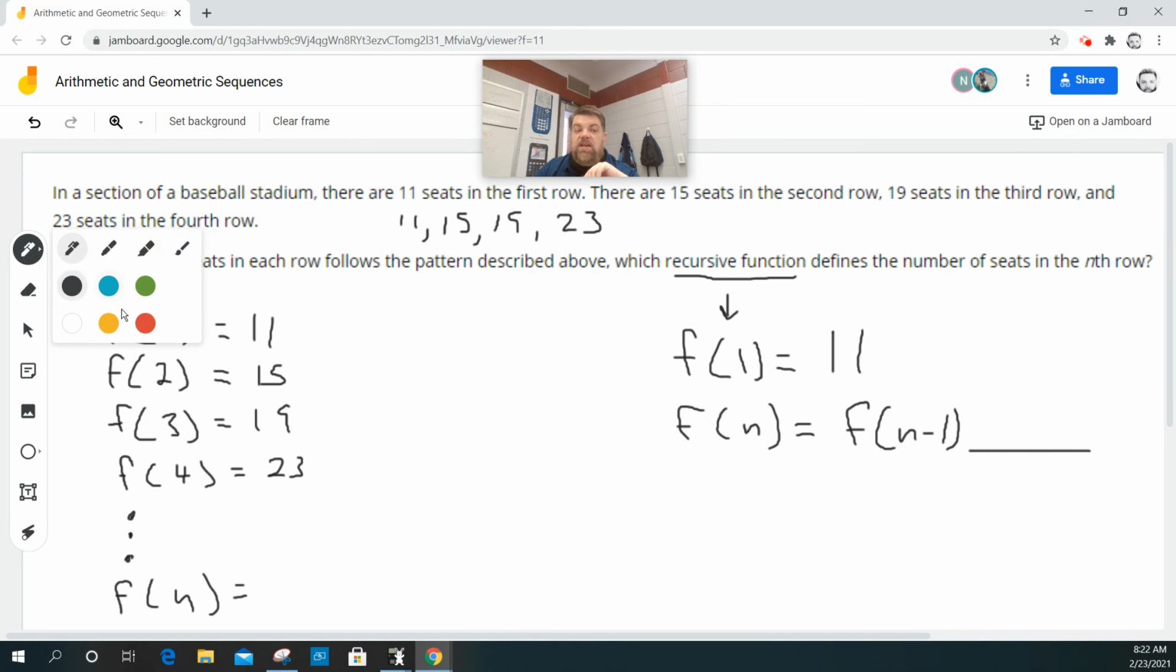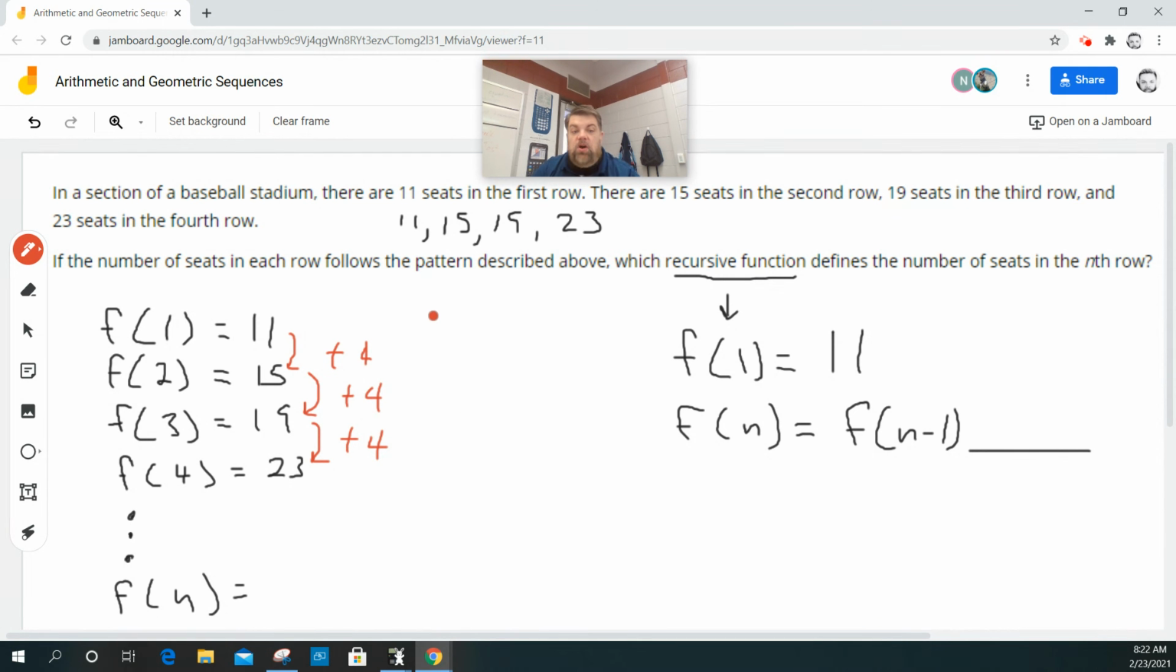So what I've noticed is that to get 11 to equal 15, I have to add 4. 15 plus 4 equals 19. 19 plus 4 equals 23. So we have what's known as a common difference.